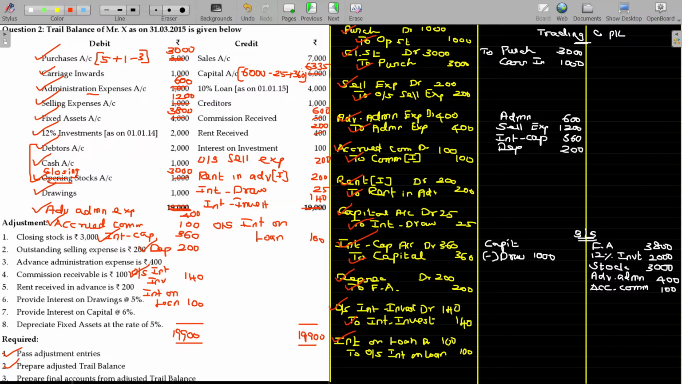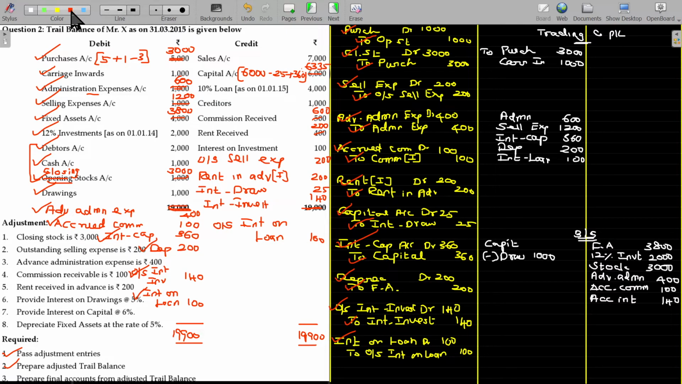Outstanding interest on investment, a representative personal account, will go to the balance sheet. As it's the debit side, it will go to the asset side. Outstanding interest on investment, otherwise accrued interest on investment. Accrued interest, value being 140. And what about the interest on loan? Interest on loan is a nominal account, an expense, debit to the P&L account. So here interest on loan, the value being 100.